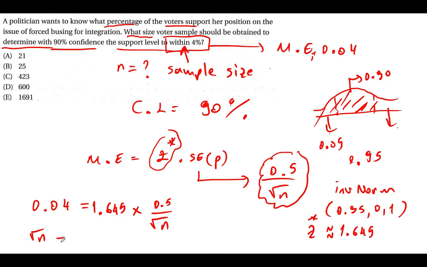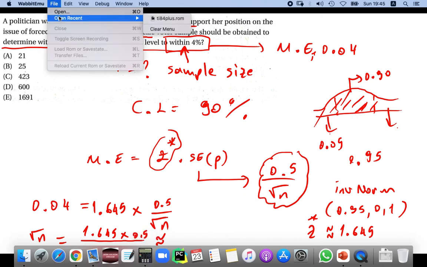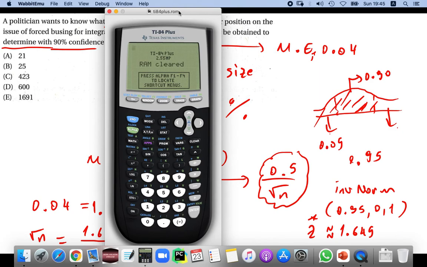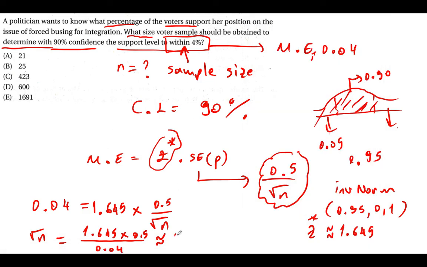So if I change the position, 1.645 times 0.5, I have taken square root of n to this side and 0.04 to this side. So it will be approximately, we should use the calculator. Where is the calculator? Here, one second. When I use the calculator, I have to say 1.645 multiplied by 0.5 divided by 0.04, it is equal to 20.5625.